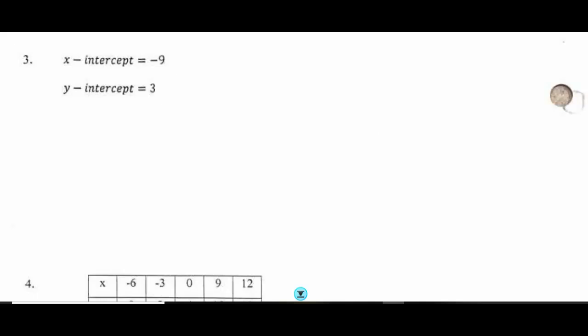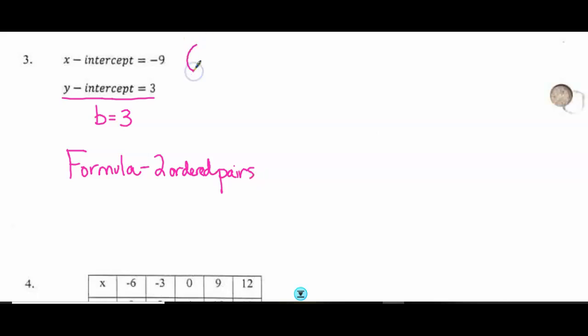So on number 3, I asked myself, did I know my slope? It says x-intercept is -9, y-intercept is 3. I don't have my slope. The second thing I say is, do I have my y-intercept? It says right here, y-intercept is 3, so I know my b equals 3. This means I have to find my slope. I do not have a graph, so that means I have to use the formula. In order to use the formula, I need 2 ordered pairs. And again, I didn't give you ordered pairs, but you all should know how to write intercepts as ordered pairs.